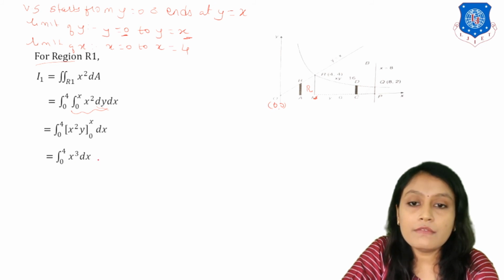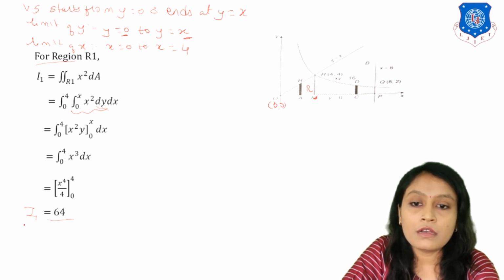Okay. Now again we will integrate with respect to x. So you will get x raised to 4 upon 4 and the limits are 0 to 4. Right. Now substitute the upper limit minus lower limit. So you will get answer 64 on simplification. Right. So this is the integration over a region R1.